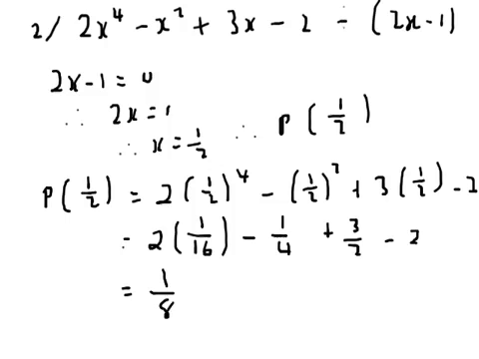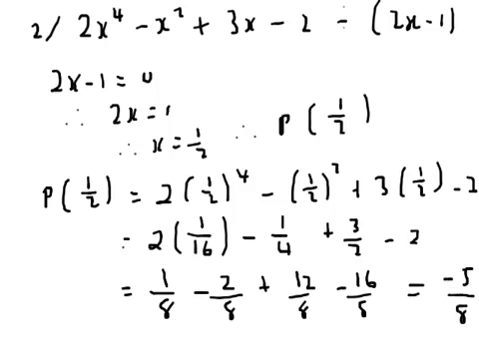That's 1 over 8 minus 2 over 8 plus 12 over 8 minus 16 over 8 if we employ a common denominator of 8. If we subtract those, we get 1 minus 2, which is negative 1, plus 12, which is 11, minus 16, which is negative 5. So if I haven't done anything silly, my remainder for this question is negative 5 over 8.